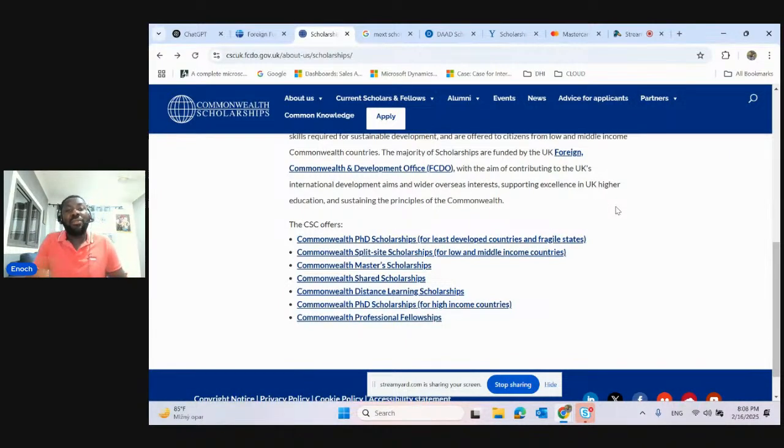They have several categories of the Commonwealth scholarship. They have the Commonwealth scholarship for PhD studies for least developed countries and fragile states. Commonwealth split site scholarship for low and middle income countries. Commonwealth Masters Scholarship. Commonwealth Shared Scholarship. Commonwealth Distance Learning Scholarship. Last year, I found more information about the Commonwealth Distance Scholarship, and so I can elaborate a little bit.